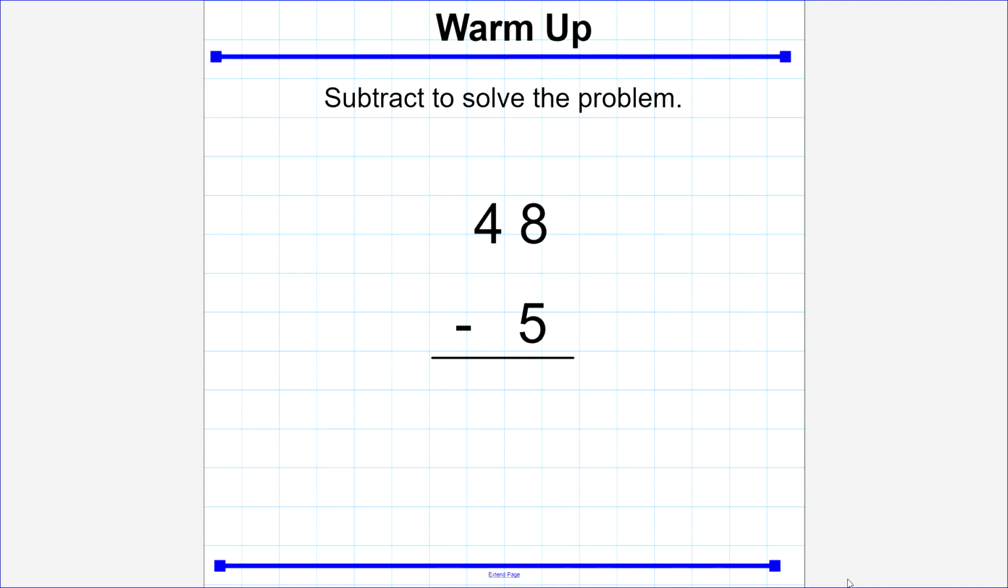You're so right. 48 minus 5 equals 43. Great job warming your brains up, third grade. Yesterday we began learning about subtracting numbers when you need to regroup. Today we're going to learn a lot more about regrouping and subtraction.